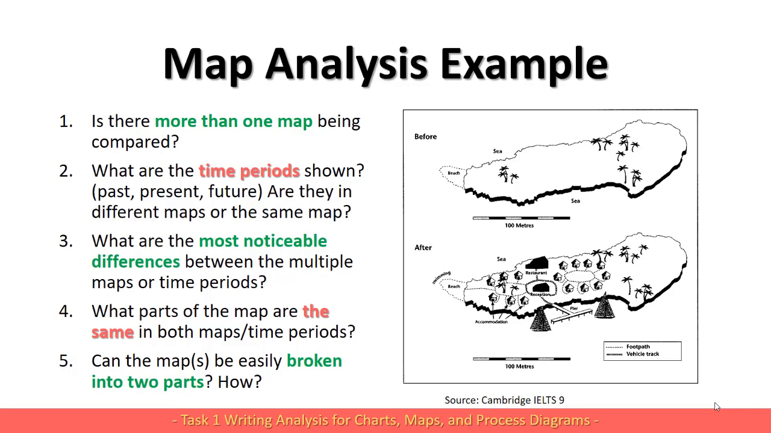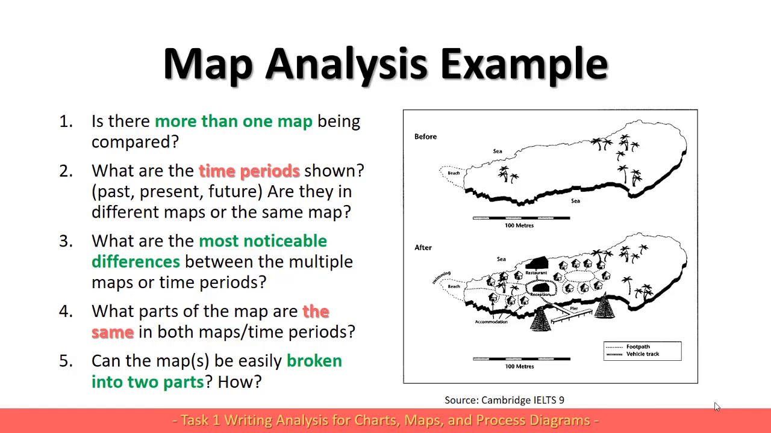And then number 5, can the map be easily broken into 2 parts? How? This is quite an interesting question. Can it be easily broken into 2 parts? Well, if I were writing this, how would I break it down into 2 parts? You could write one about the different buildings that have been built and also about the transport networks that have been made, the footpath and vehicle path. We can see this legend down here on the bottom right where it says footpath and vehicle track. And so that's an important feature of this map.